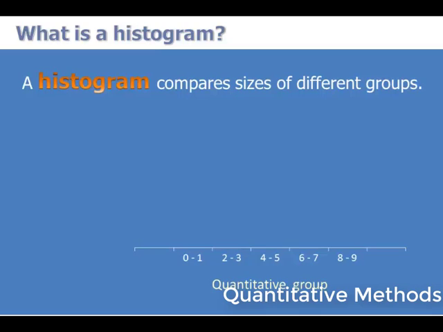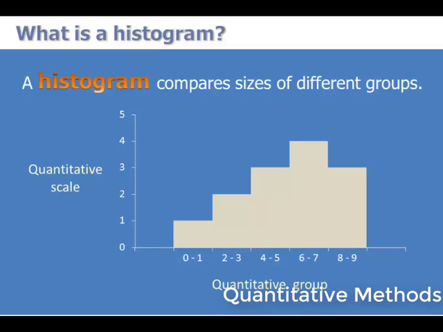The y-axis defines a numeric scale based on a quantitative variable. Columns are positioned over the x-axis so that the height of the column indicates the size of the group. Note that there is no space between columns on a histogram.